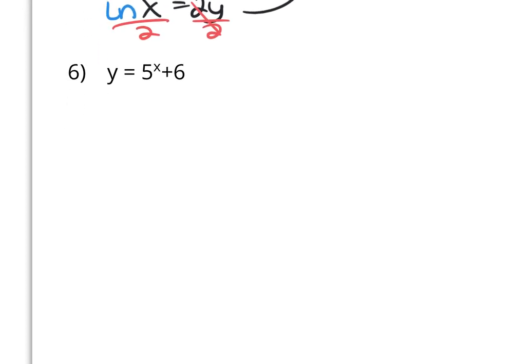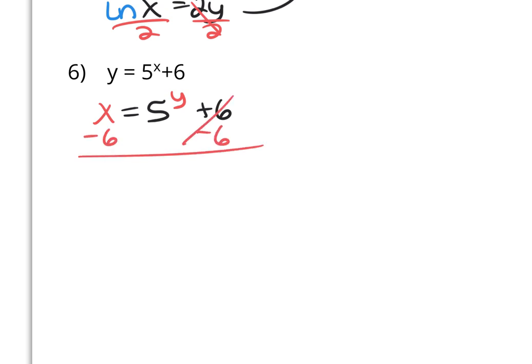This last one, when I switch it, I have this extra piece, right, of this plus 6. Just like with logs, I can't have extra pieces before I do the loop. It has to just be that exponential or that log, okay? So we're going to subtract the 6 first before we do our loop.